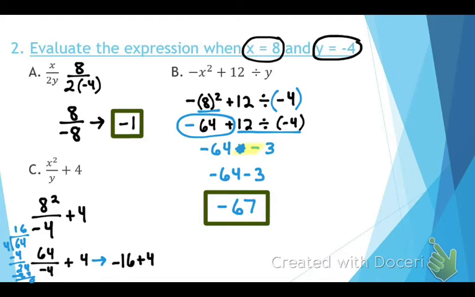AJ, same sign or different sign? Different sign. Subtract and take the sign of the larger number. What's your answer? Negative 12 is correct. Because that larger number was negative, we have to take the negative sign.